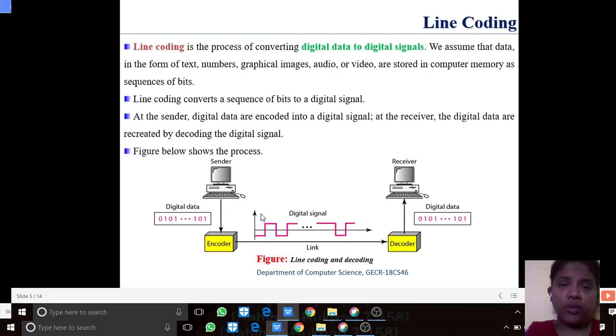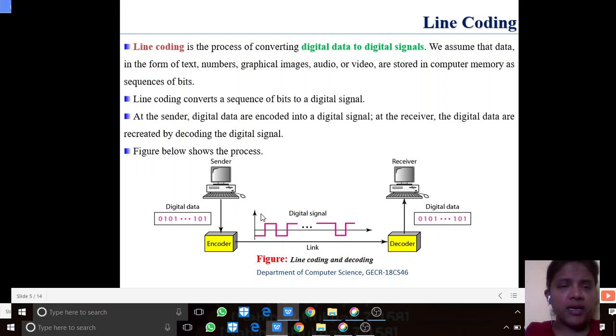Now, what is line coding? It is the process of converting digital data to digital signals. So how can digital data be converted to digital signals? We'll presume the data is in the form of text, numbers, graphical images, audio, or video. Any form of data can be stored in computer memory as a sequence of bits, zeros and ones. So any form of digital data can be converted to digital signals. Line coding converts a sequence of bits, that is zeros and ones, to a digital signal.